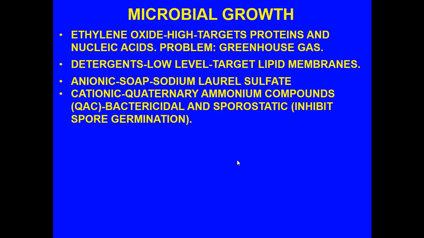Detergents are low level. They primarily target lipid membranes. And then we get into what you might call detergents in the sense of anionic or cationic. The anionic, for example, is soap, sodium lauryl sulfate. The cationic is quaternary ammonium compounds, QACs. These are bactericidal and sporostatic. Sporostatic meaning that they will inhibit spore generation. Bactericidal, they will kill the bacteria. But you have to keep in mind that they have limitations.